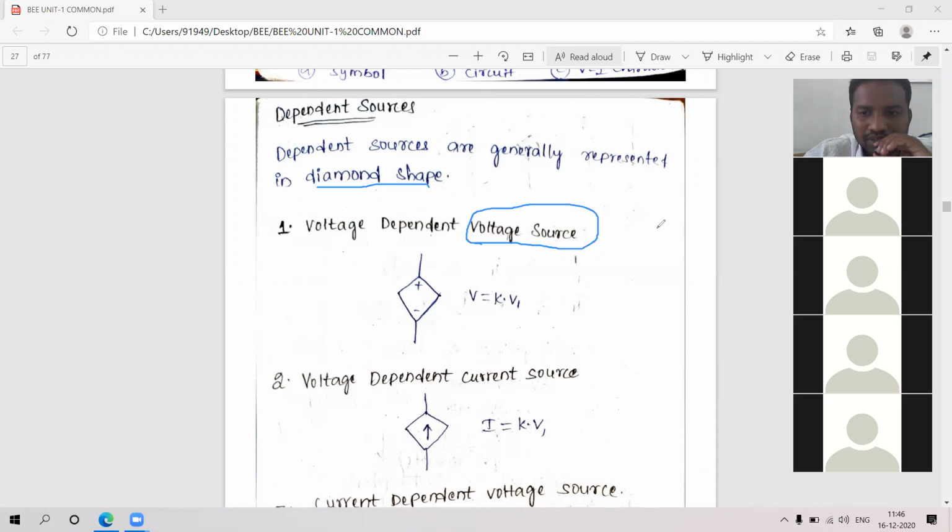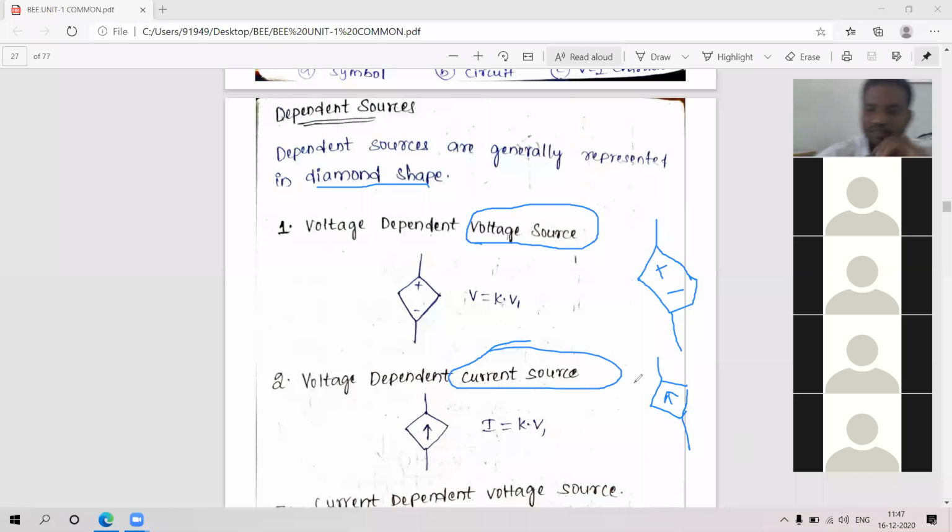Voltage source means in the rhombus, what do you have to indicate? Voltage potential you have to indicate with plus and minus. Suppose a current source is there, it is indicated with the current source mark, which means an arrow mark.